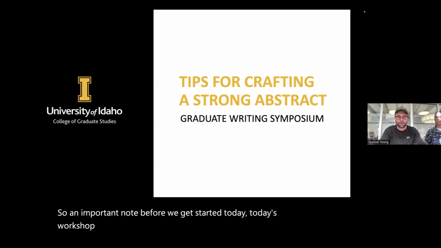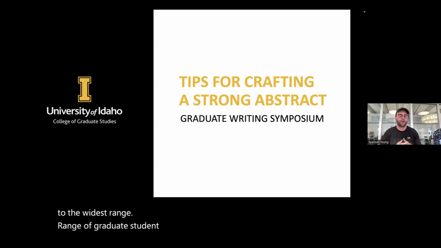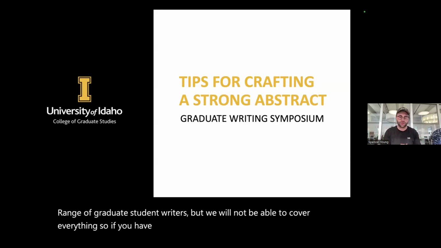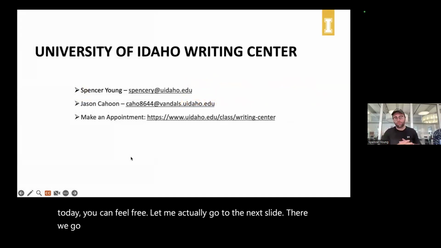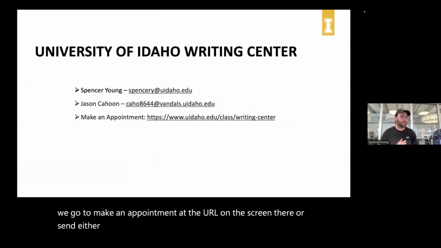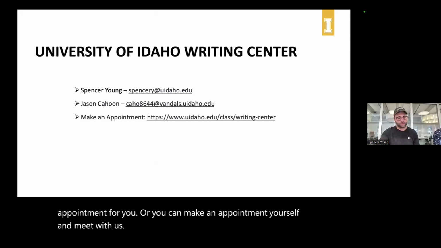Important note before we get started today. Today's workshop is going to offer a really broad overview of abstract writing. We've designed it to be as applicable as possible to the widest range of graduate student writers, but we will not be able to cover everything. So if you have a specific question that we don't answer today, you can make an appointment at the URL on the screen, or send either Jason or me an email, and we'd be happy to make an appointment for you, or you can make an appointment yourself and meet with us at any time during the semester.